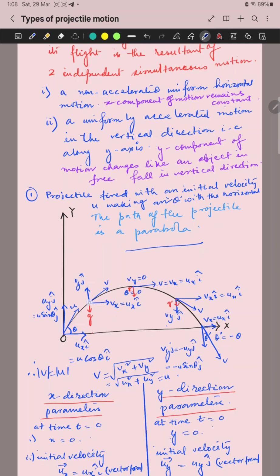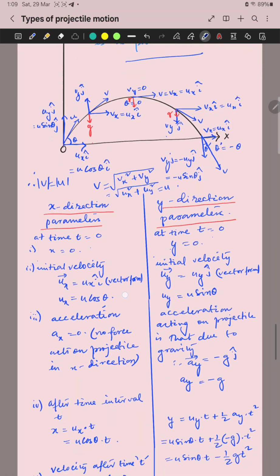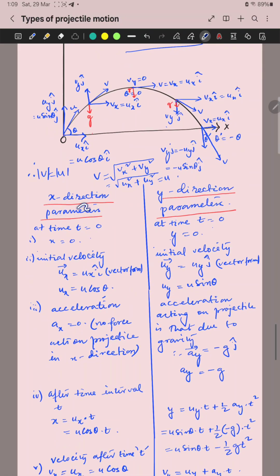Since a force acts on the body at every position, its velocity will not remain constant. So it will keep varying. The acceleration will be uniform, which is the acceleration due to gravity, but the velocity will not be uniform along the y direction. Let us analyze the motion parameters along the x direction and the y direction.